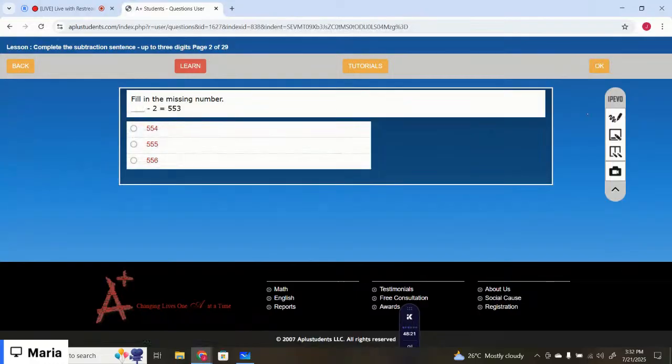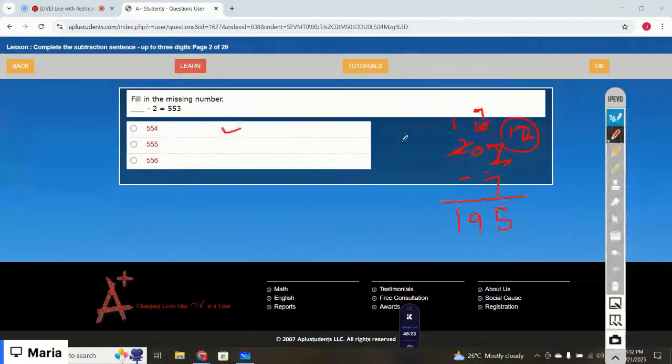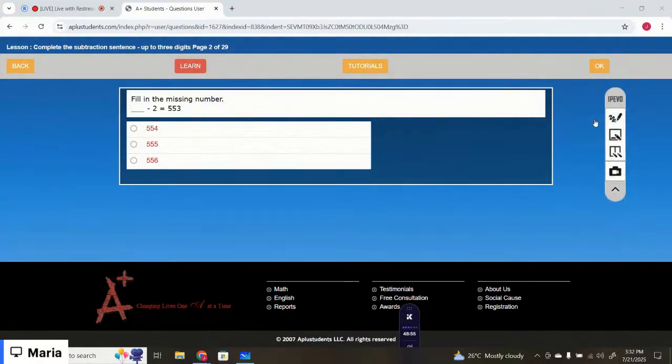Fill in the missing number. When the greater number is missing, it is very easy to find, like missing number minus 2 equals 553, right? So you can add 2 to both sides because the opposite of subtraction is addition. So 2 minus 2 is 0. So 553 plus 2 is 555. Option number 2 is the correct option.